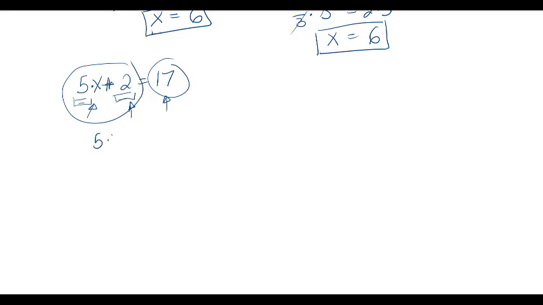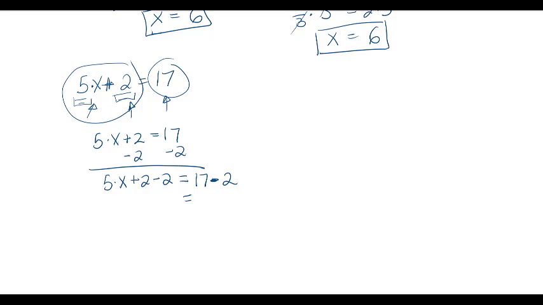I'll rewrite this equation: 5 times x plus 2 equals 17. So our first step will be to subtract 2 from both sides. We have 5 times x plus 2 minus 2 here on the left, and then we have 17 minus 2 on the right. So on the right, 17 minus 2 is just 15. On the left, we have 5 times x plus 2 minus 2. That's exactly 0, right? So plus 0. And we remain with 5 times x equals 15.